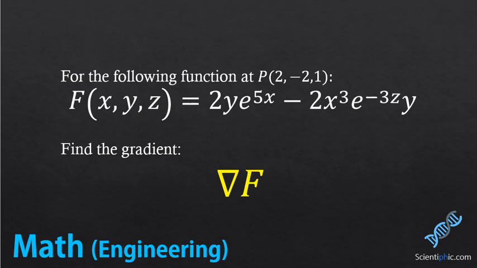Hello everyone. Today we want to find the gradient vector of a function in the form of 2y e to the power of 5x minus 2x cubed e to the power of minus 3z times y. Okay, so let's start.